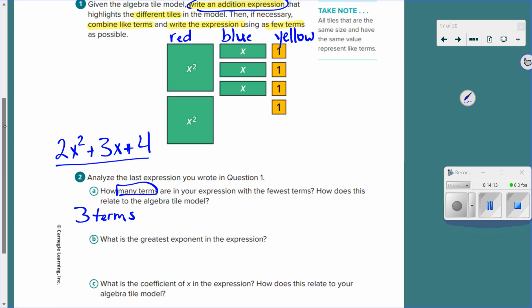Squared, 3x, and 4. So those are the 3 terms. Terms, guys, are just the pieces of the expression. Now, how does this relate to the algebra tile? Guys, the answer's so easy. It's as easy as we think it is.